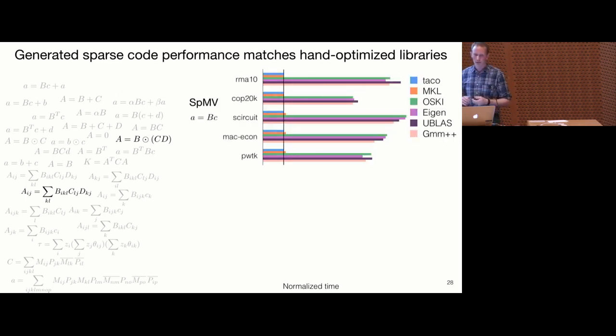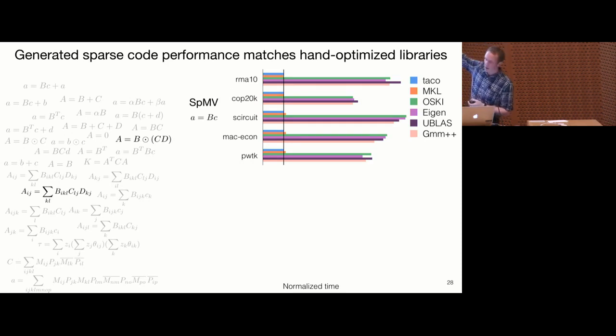So this is the matrix vector multiplication with a sparse matrix. That's the most heavily optimized kernel because it's the most important kernel in sparse linear algebra. I'm showing the performance here. These are different matrices from the Florida sparse matrix collection.